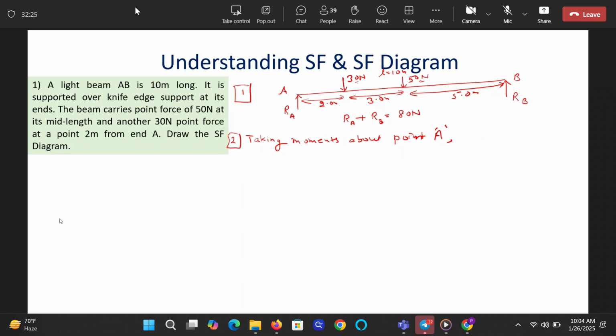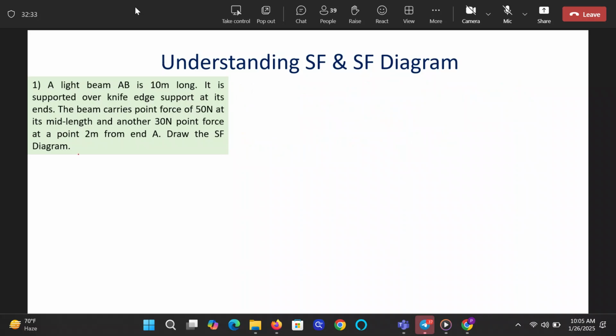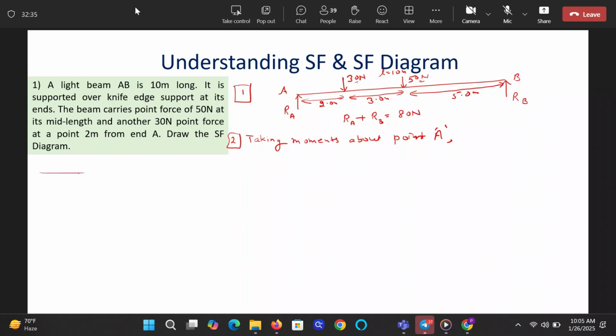Now, guys, moment of what? Moment of all the forces on the beam. Can you please look at the beam? And this is my rough work here. Can you look at the beam and tell me from left to right how many total forces are acting on the beam? Total count. Four. Can you please name the 4 forces from left to right?